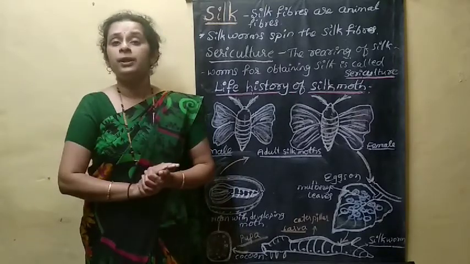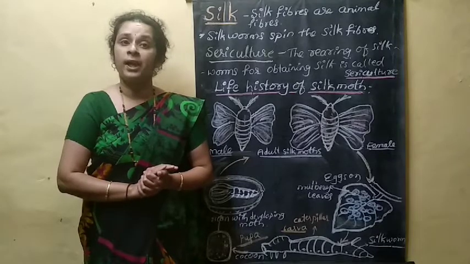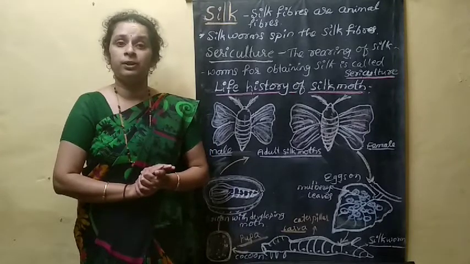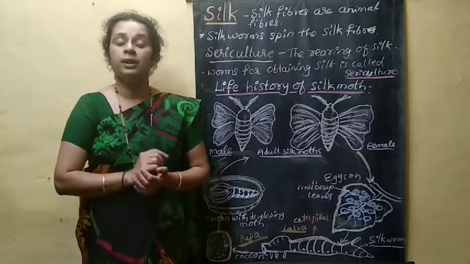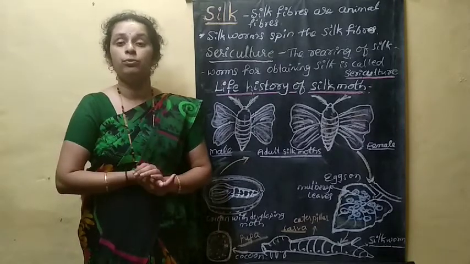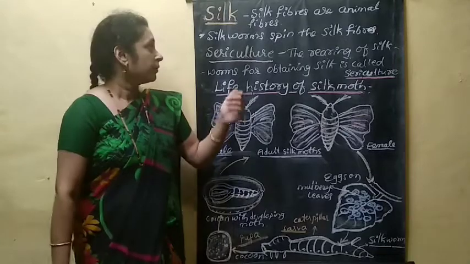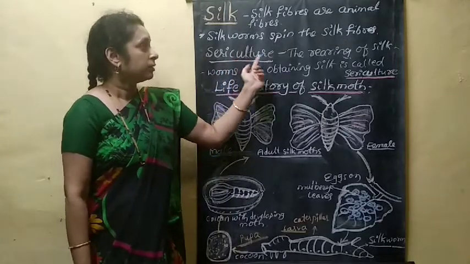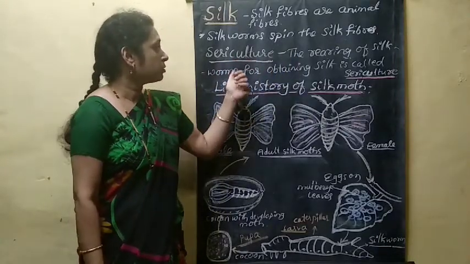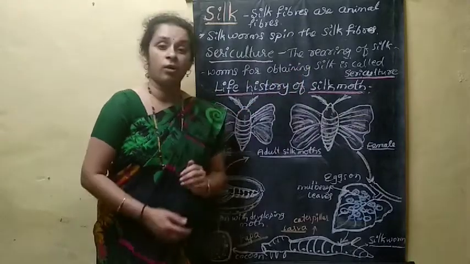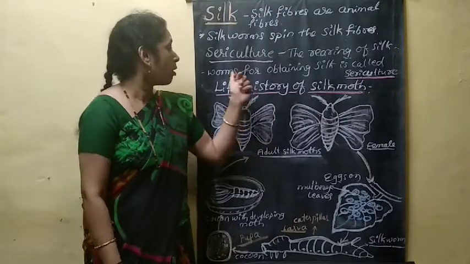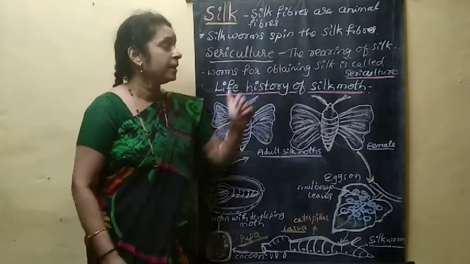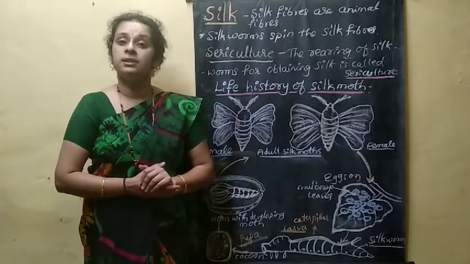I think you have heard the name sericulture. In Kannada we call that reshme hulu sakanike. Sericulture: the rearing of silkworms for obtaining silk is called sericulture.